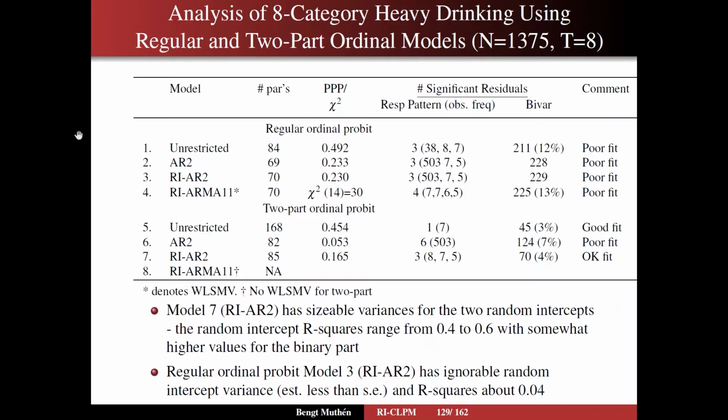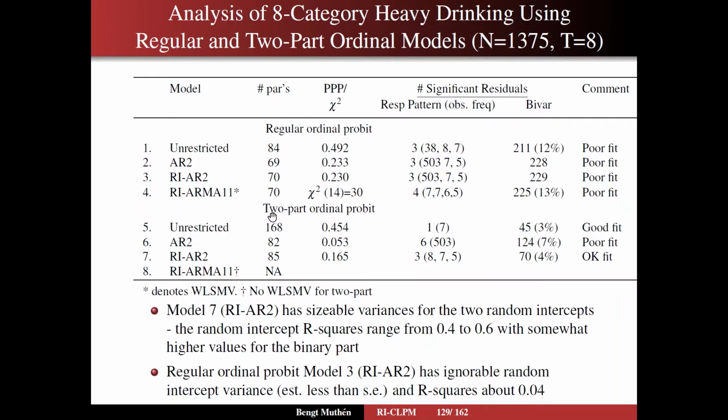On slide 129 then you see the regular ordinal probit analysis and the two-part probit. So once again, unrestricted fits well in terms of the correlations, high PPP, but poorly in terms of the frequency data. Poor fit, particularly for the bivariates. If you go to AR2 and onwards, of course, then you restrict the model further and have poor fit also there.